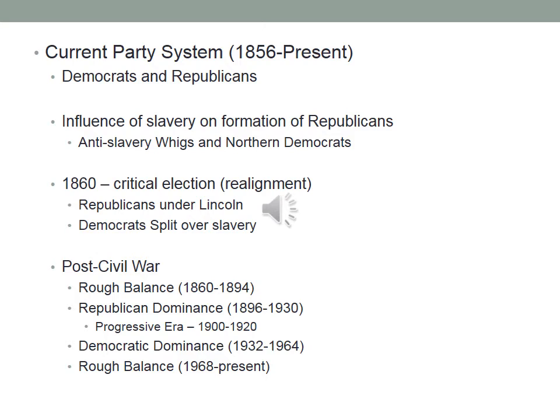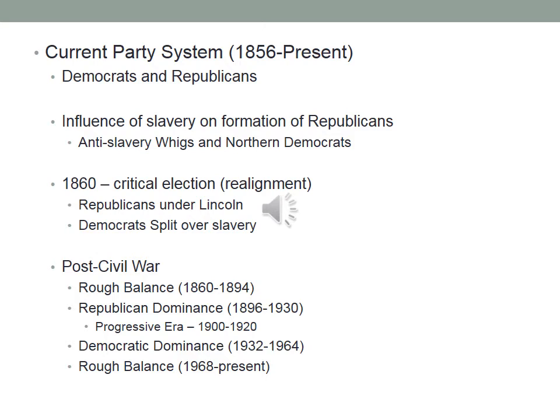Now, I want to make this clear. It's not an abolitionist party at this point. They're not calling for the abolition of slavery. It's basically they're calling to stop any expansion of slavery. So it's formed in 1856, and they actually run a person for president and lose.